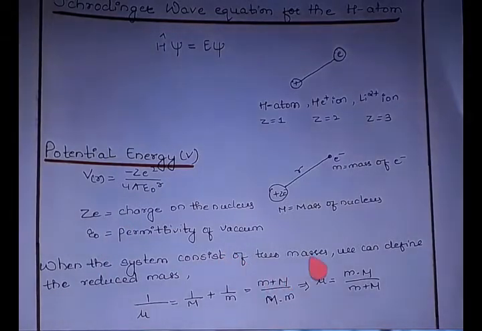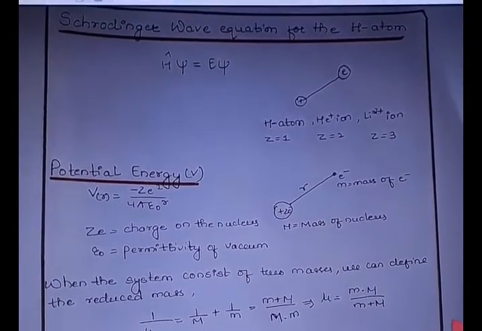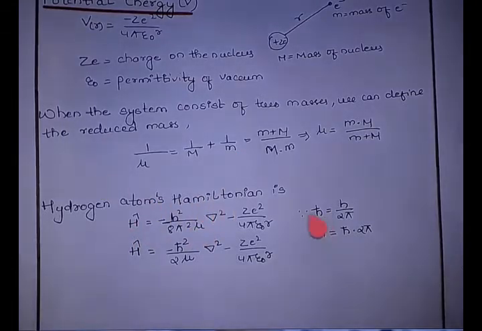Now, when the system consists of two masses, we can define the reduced mass as 1 by mu equals 1 by capital M plus 1 by small m, equals small m plus capital M divided by capital M into small m, which implies that mu equals small m into capital M divided by small m plus capital M. The hydrogen atom's Hamiltonian is minus h square divided by 8 pi square mu Laplacian operator minus Ze square divided by 4 pi epsilon naught r. Since h bar equals h by 2 pi, we get h equals h bar into 2 pi. Substituting this, we get minus h bar square divided by 2 mu Laplacian operator minus Ze square divided by 4 pi epsilon naught r.